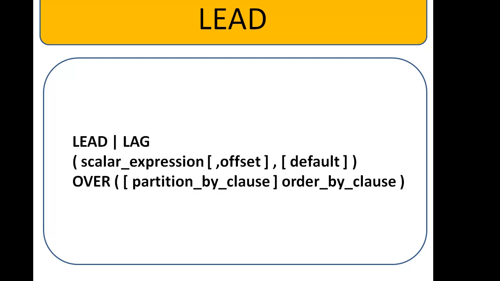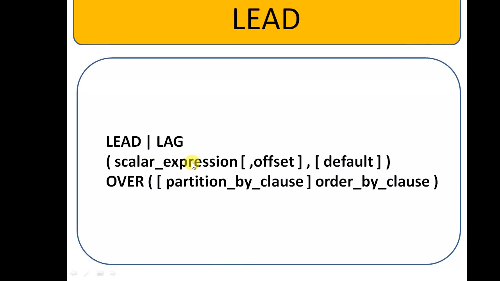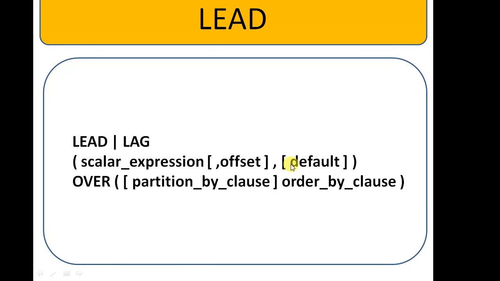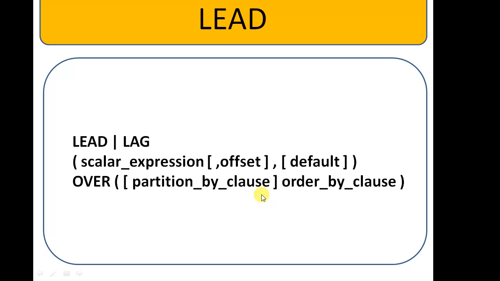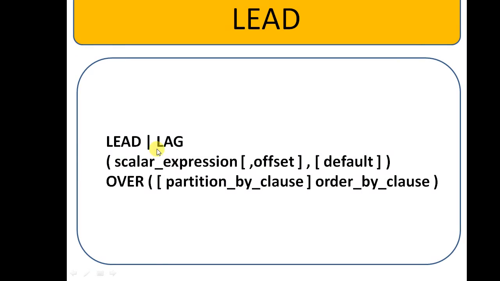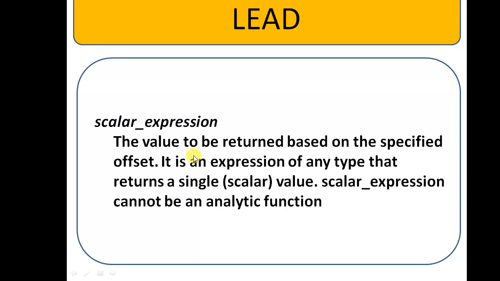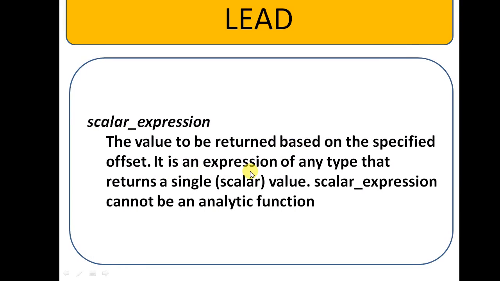So this is the syntax for lead and lag: SELECT LEAD or LAG, with the scalar expression, offset and default, followed by an OVER clause with PARTITION BY and ORDER BY. The scalar expression is the value to be returned based on the specified offset. It's an expression of any type that returns a single value. A scalar expression cannot be an analytic function.